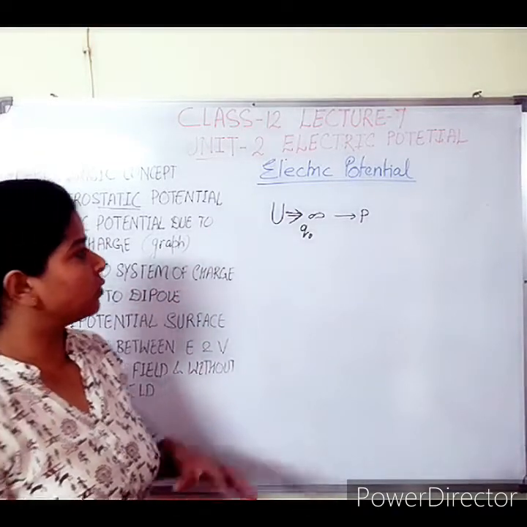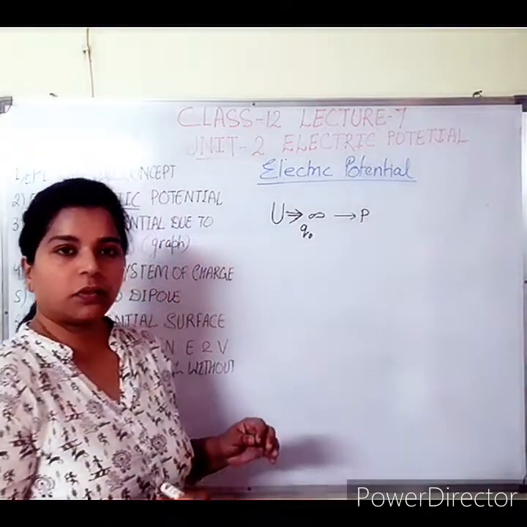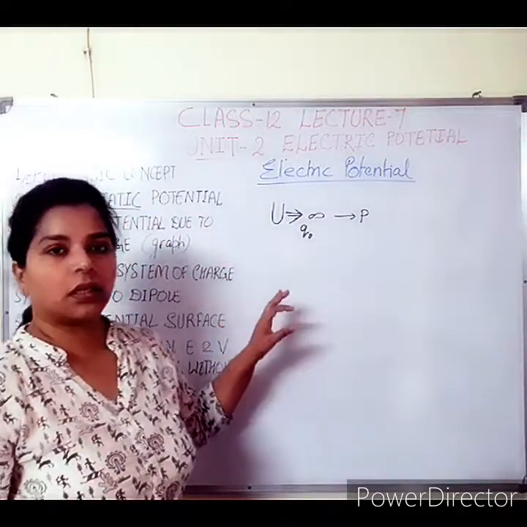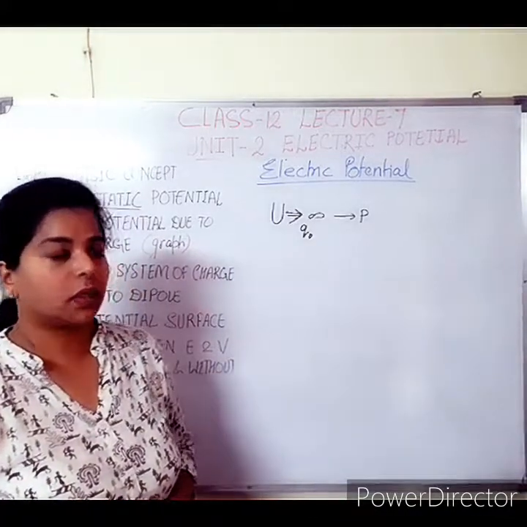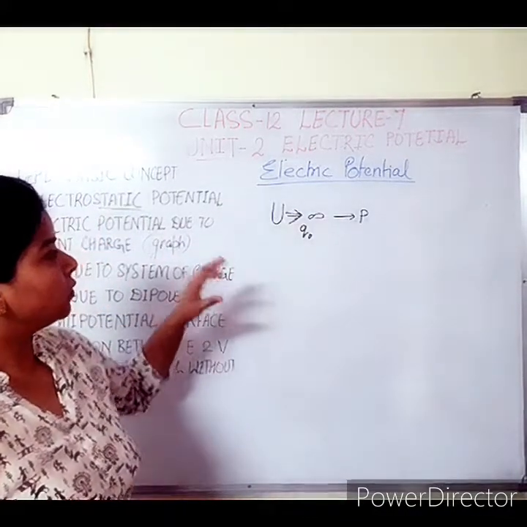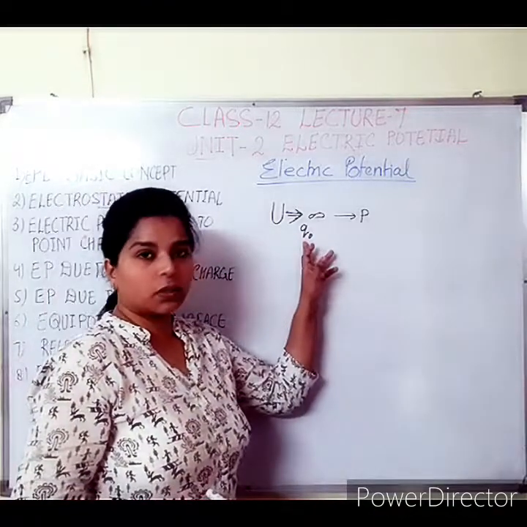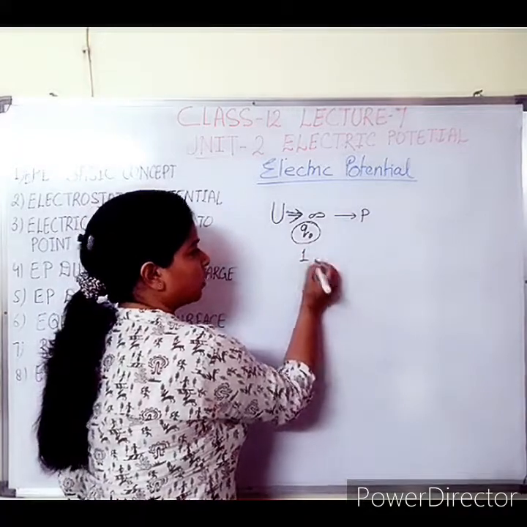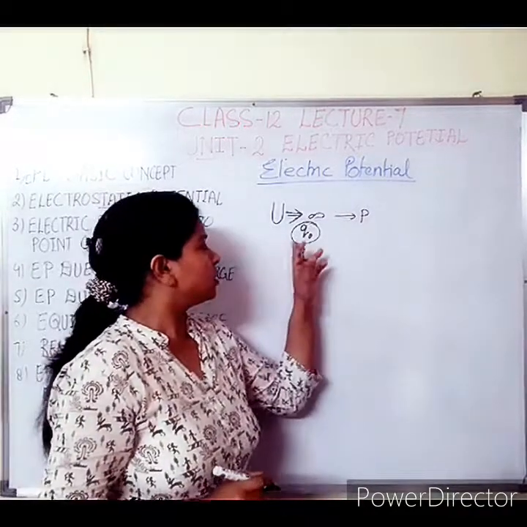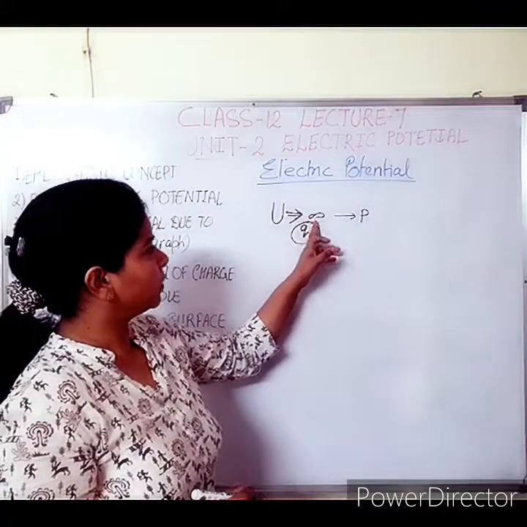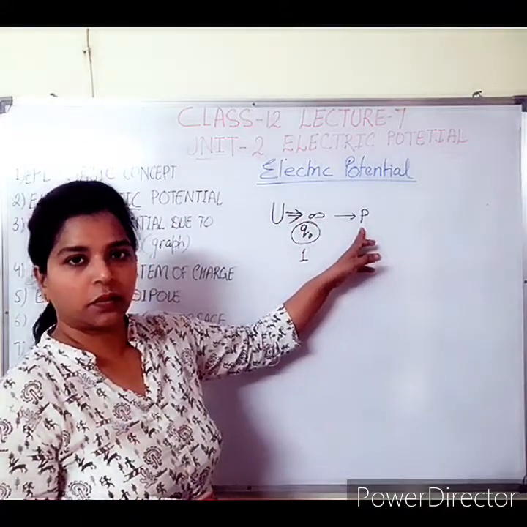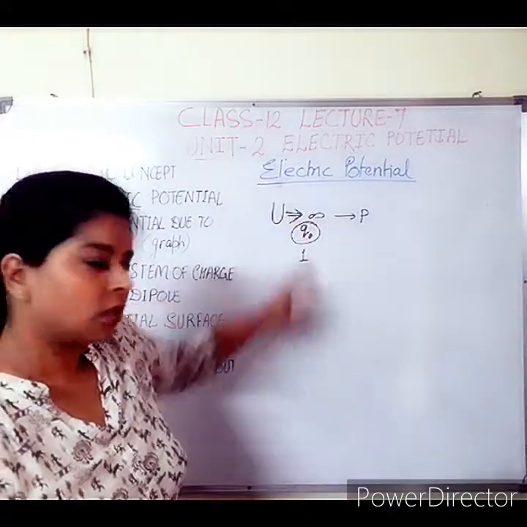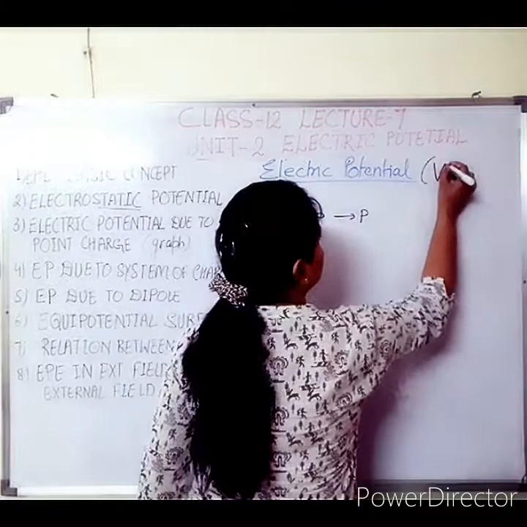If you have written it in your copy, take the same definition, and in place of the test charge you will write unit charge. Now I am repeating the definition: the work done to bring a unit positive charge, one charge value, from infinity to a point in the electric field of the source charge is called electrostatic potential, that is V.